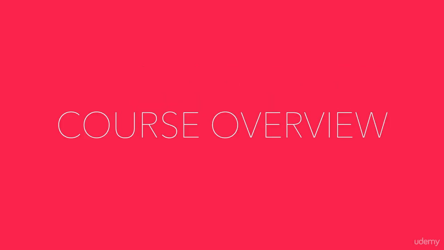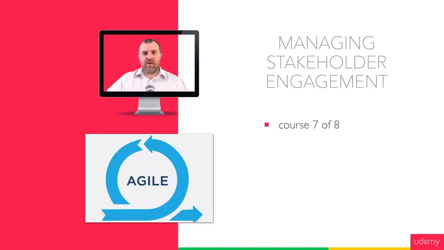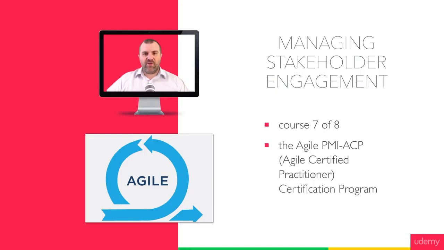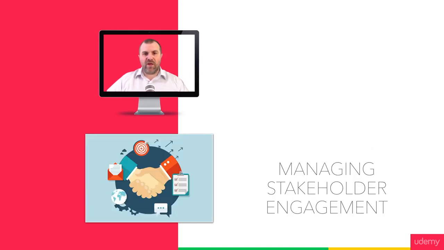Welcome to course 7 out of 8 of the Agile PMI-ACP Agile Certified Practitioner Certification Program. This course is on managing stakeholder engagement. To start, some introductory ideas about this topic.